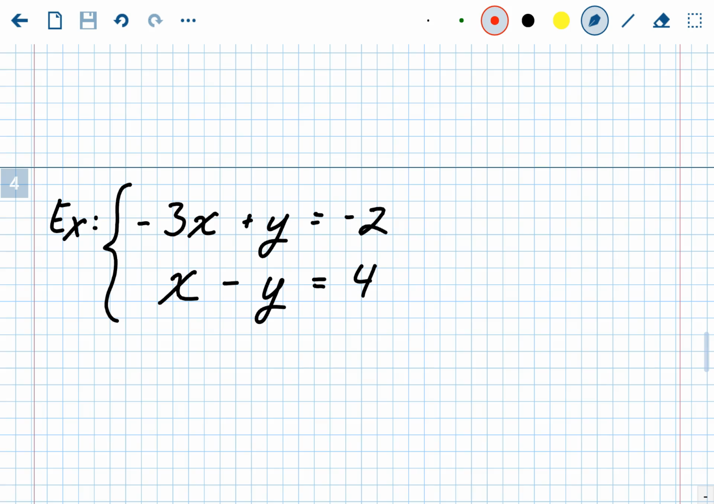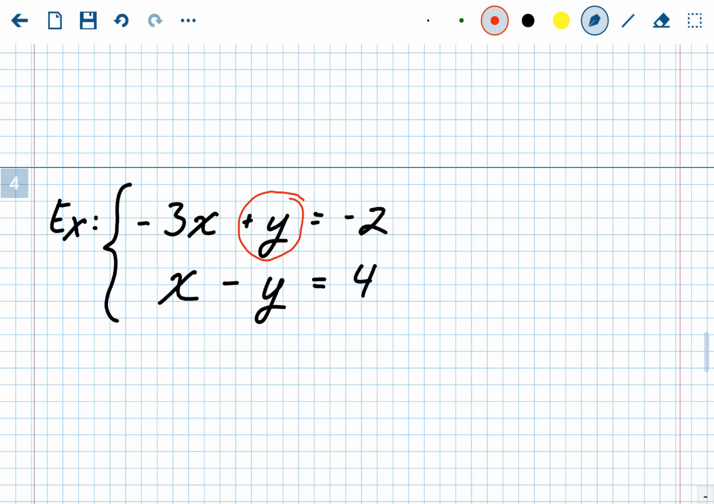It doesn't matter if you pick the top equation or the bottom equation, you can pick any of the variables. Usually you want to pick whichever one doesn't have a number in front. So we wouldn't pick negative 3x, we don't want to isolate that because it's a lot of work. The best one to isolate here is the y value. I'm going to get that y value by itself. How can I get that y value by itself?